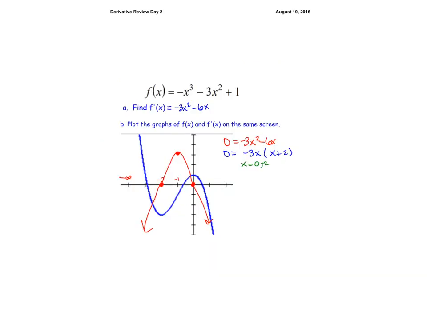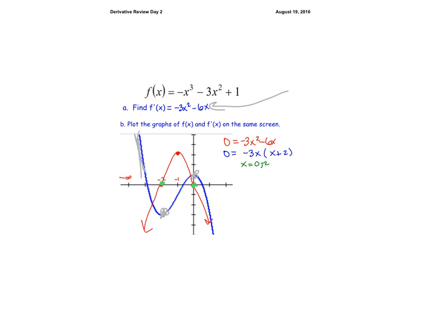Here's another example. We have the function negative x cubed minus 3x squared plus 1. We're supposed to find the derivative using the power rule. You can find it right here. And then this is computer graphed. Just do the same thing. Find out where these points are. And then at those points, create these, let me use green, create these x-intercepts. And then just look at where we have positive and negative slopes.